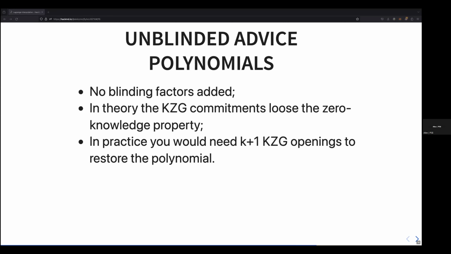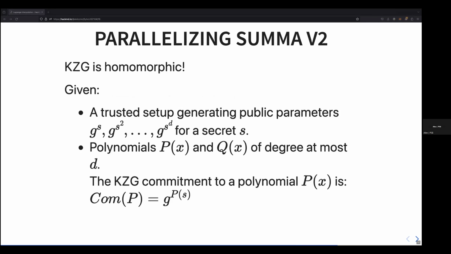And let's answer a very interesting question: can we put a number of users inside Summa v2 that is higher than the maximum size of the circuit? And the answer is yes. We can take advantage of the homomorphism of KZG commitment. If we remember how we actually do the KZG, we need a trusted setup, and then we raise the trusted setup to the power of our polynomial coefficients.